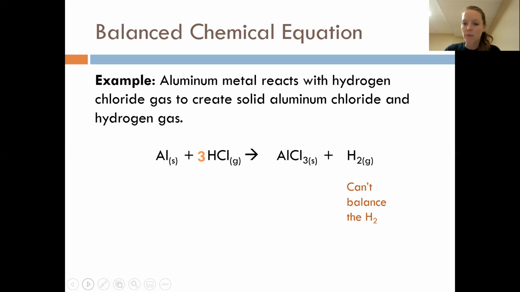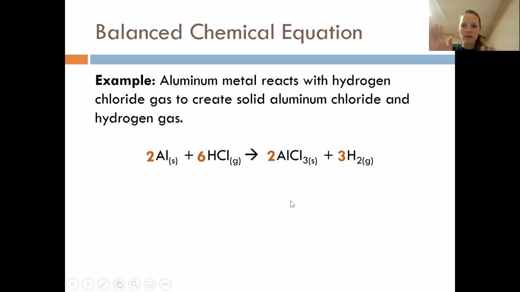So instead, we got to figure out what can work. So I know I need to come up with an even number of hydrogens because I have 2 on the product side. So instead, we try a 6. 6 hydrogen can be balanced. I just need a 3 in front of my hydrogen gas in order to balance the 6. I would need a 2 in front of my aluminum chloride because I had 6 chlorine on the reactant side. So I double the Cl3 to make 6. That makes now 2 aluminum, and then I have to put a 2 in front of the aluminum.